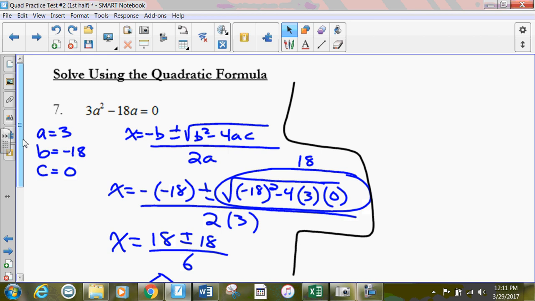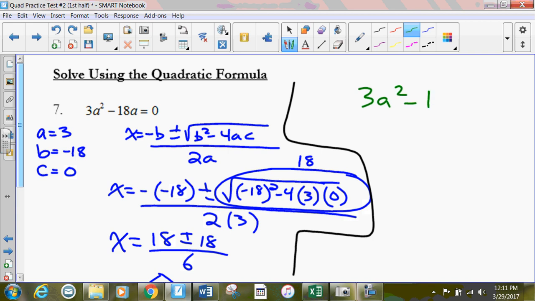All right, so I'm going to redo the same problem, but I'm going to say, hey, what goes into both 3a squared and negative 18a? Well, I know my greatest common factor of 3 and 18 is going to be a 3, and with a squared and a, it's going to be an a. So I factor out 3a. And what's great about factoring is, notice if I were to distribute, I'd be back to where I started from. So factoring is undistributing.